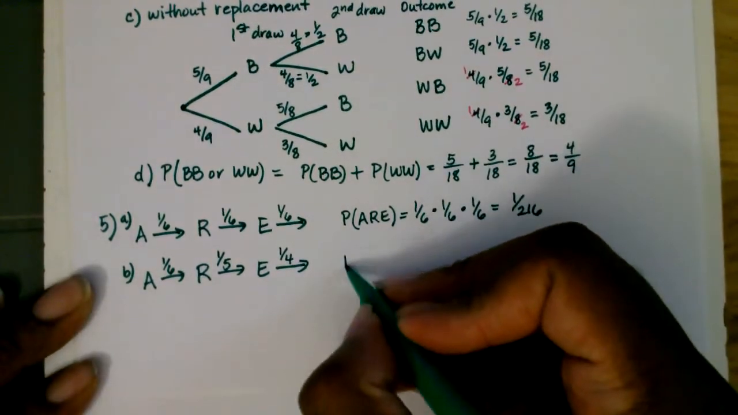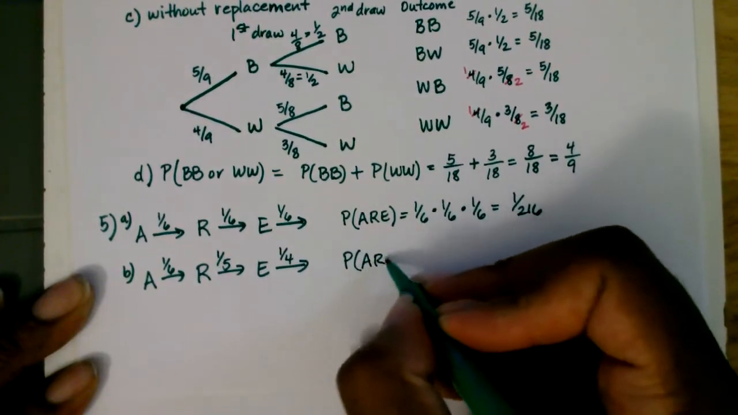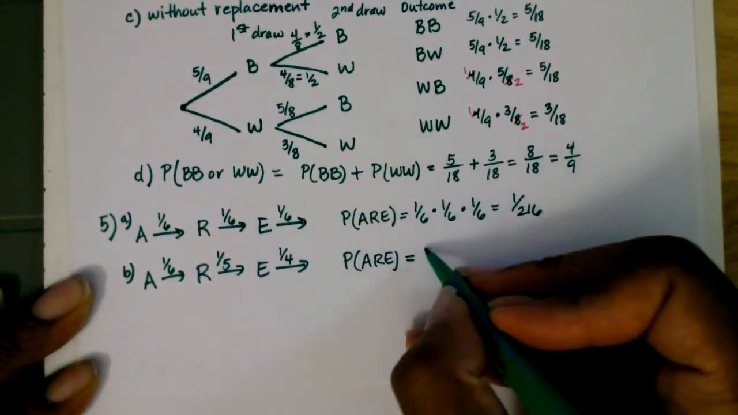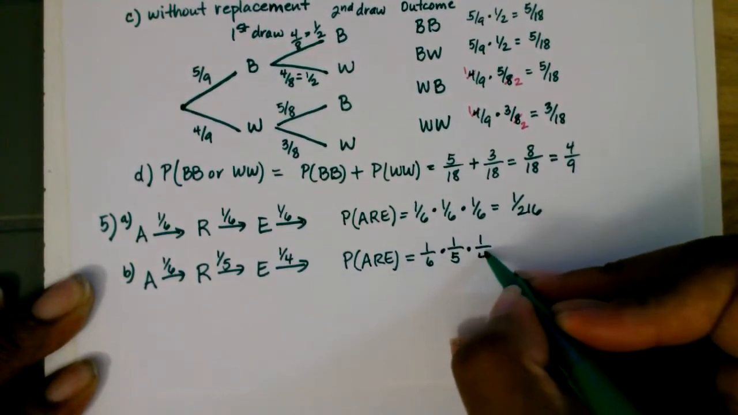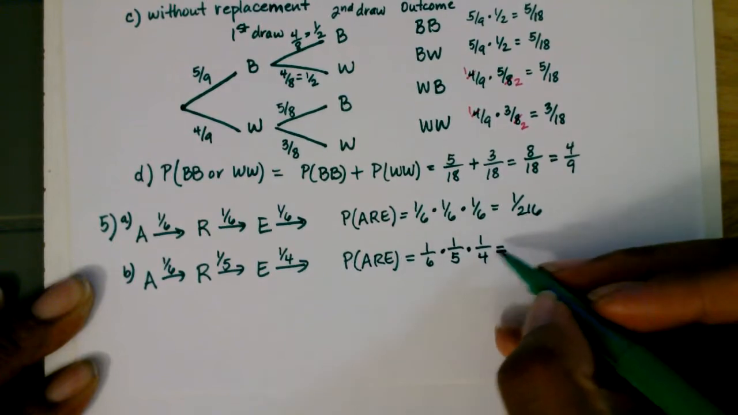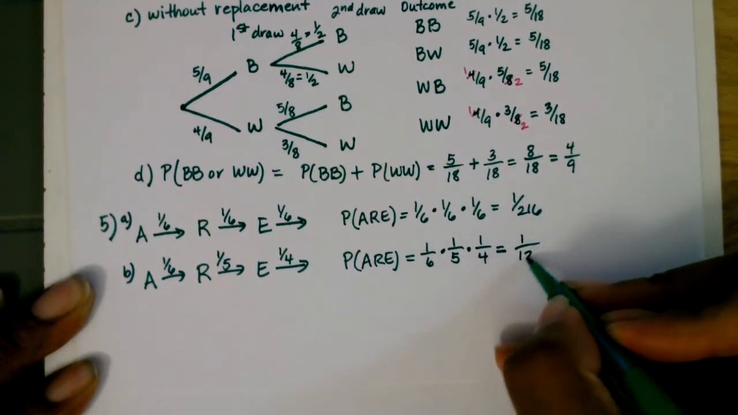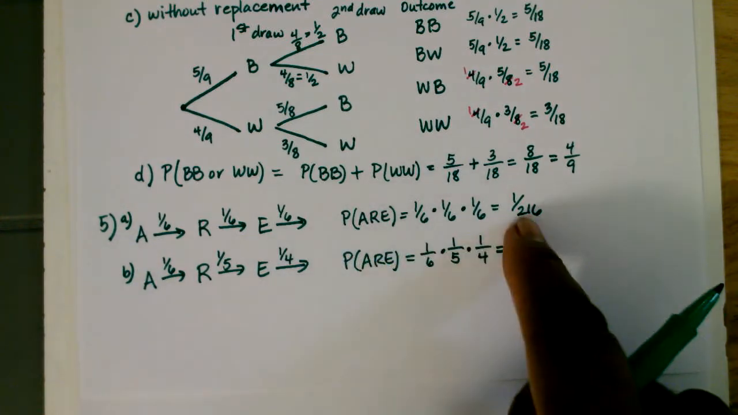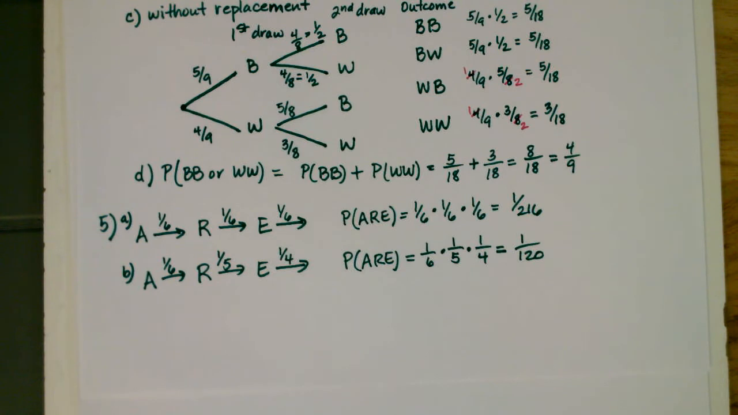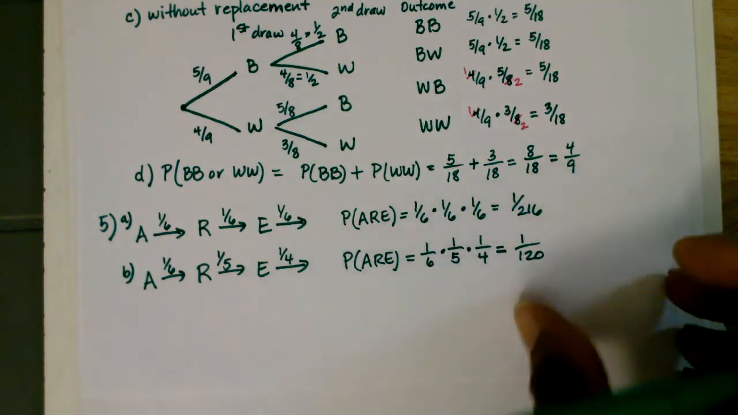Okay, so the probability of selecting ARE in that order without replacement, that would be 1/6 times 1/5 times 1/4. So in this case here, this will be 1/120. So the probability of selecting A, R, E in that order, if 3 letters are drawn without replacement, that'd be 1/120. With replacement, it will be 1/216.